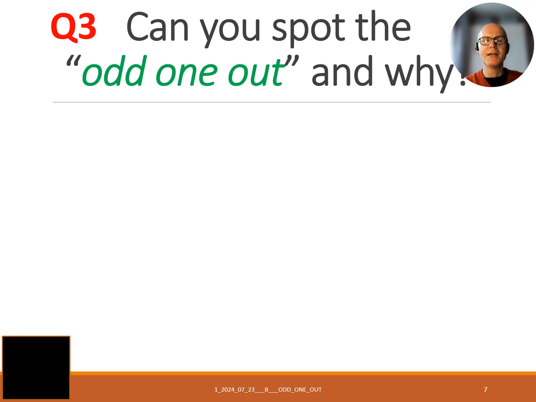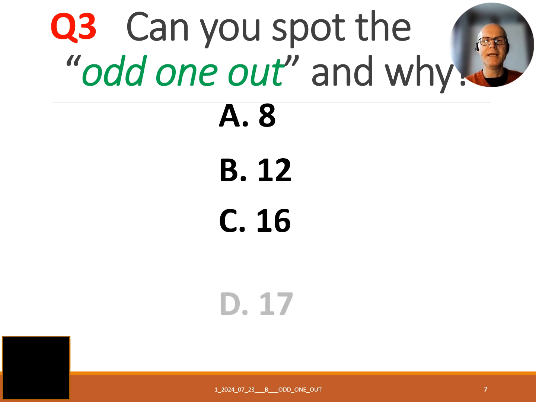Question 3. Can you spot the odd one out and why from these 4 choices? A. 8, B. 12, C. 16 and D. 17.